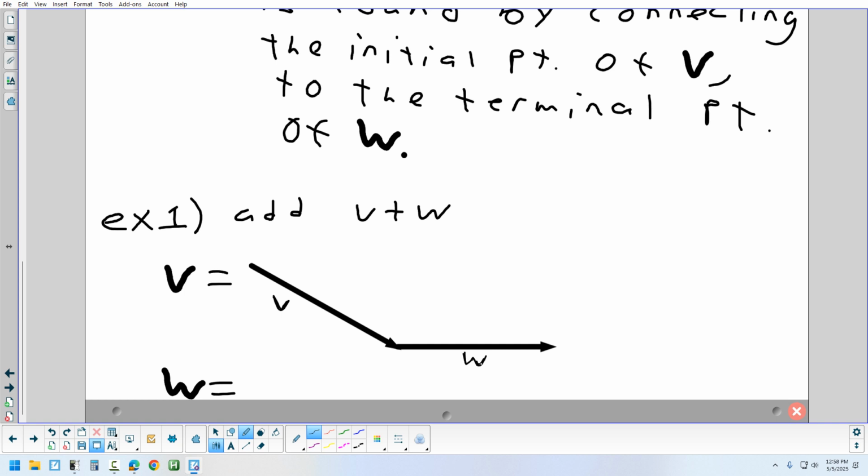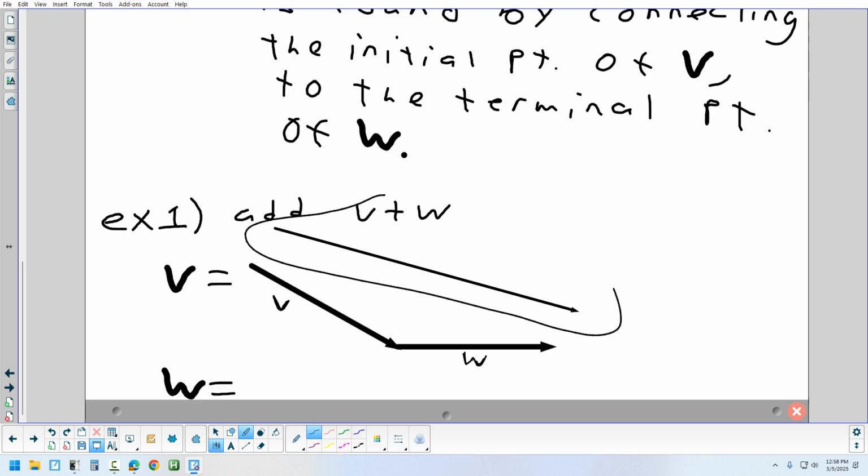And once you line them up, how do you get your final answer? You go from connecting the terminals. You go from the initial point of V to the end point of W. There is an arrow, you just can't see it. Now look at it. And that is the answer. That's V plus W. So in this case, it is a picture. That is the answer. You draw a picture.